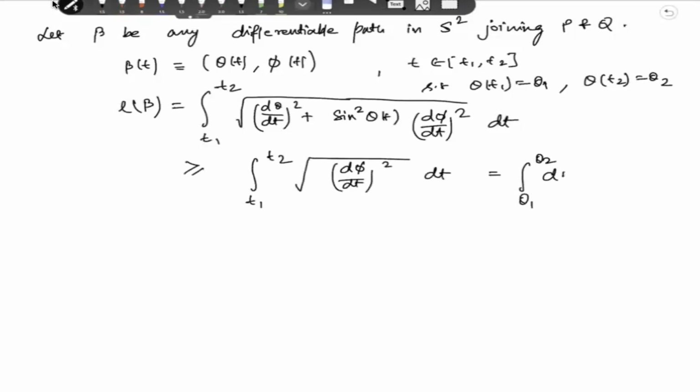Sorry, I made one mistake here. So this is not d phi/dt, this is (d theta/dt) whole square dt. This integration is the integral from theta 1 to theta 2 of d theta, that is equal to theta 2 minus theta 1, and that is equal to the length of alpha 1. So this implies that alpha 1 is a length minimizing path. So alpha 1 is a geodesic from P to Q.